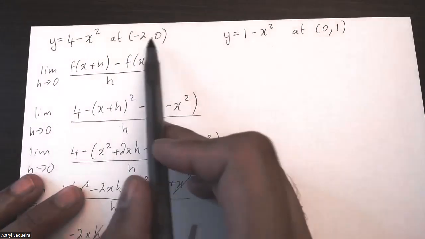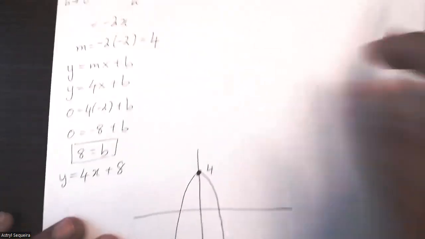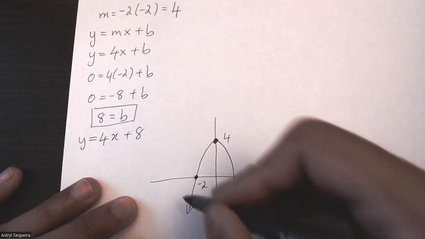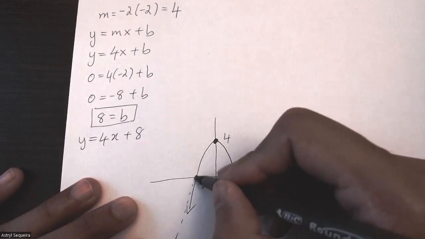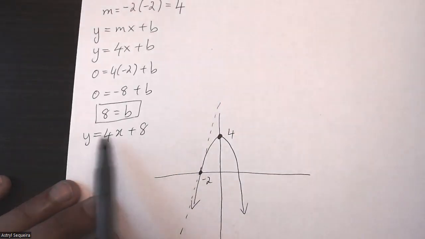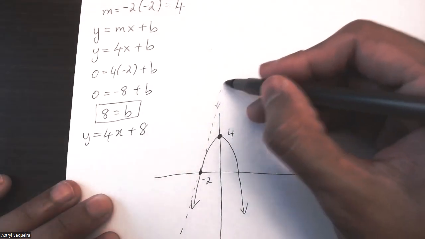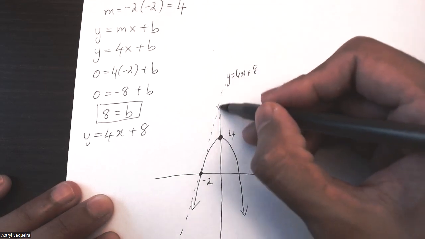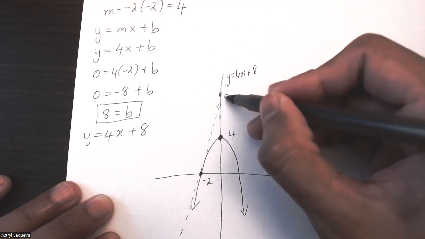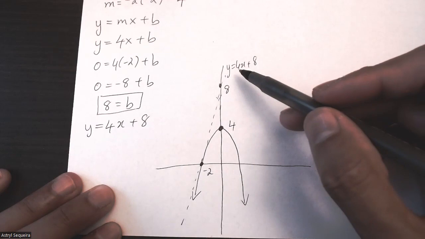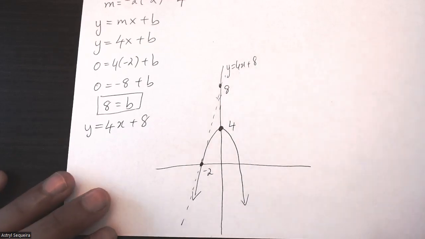Now we want to find the equation of the tangent line at -2 and 0, which is over here, the x-intercept. And this tangent line just looks like this. And we found the equation over here, y equals 4x plus 8. So this y-intercept over here is positive 8. And the slope of this line, as you can tell, it's pretty steep. The slope of this line is positive 4.